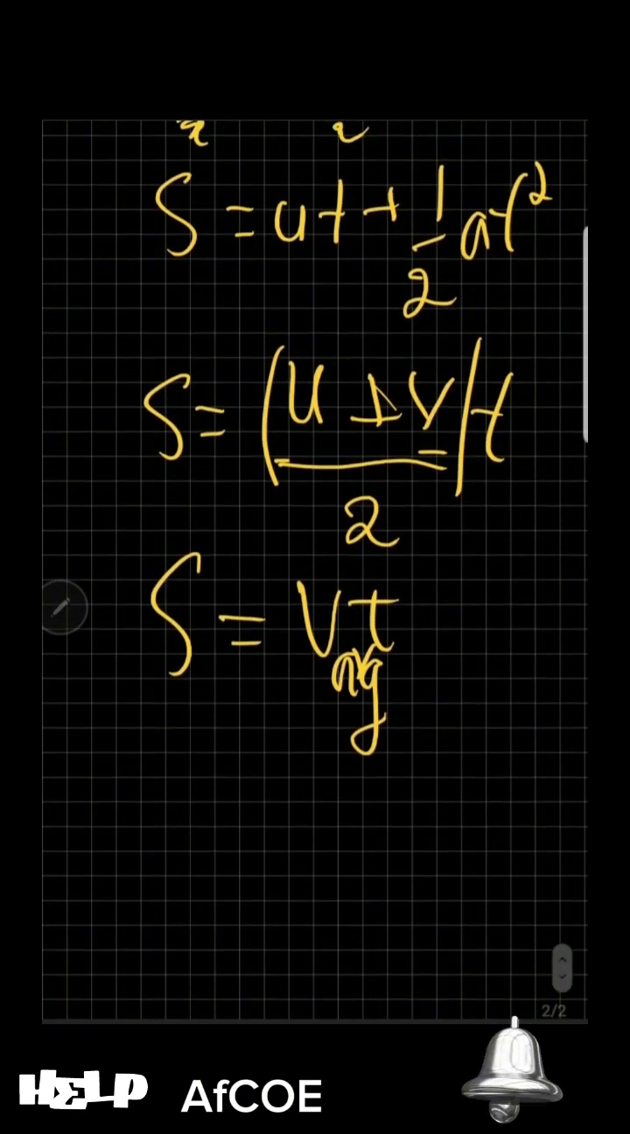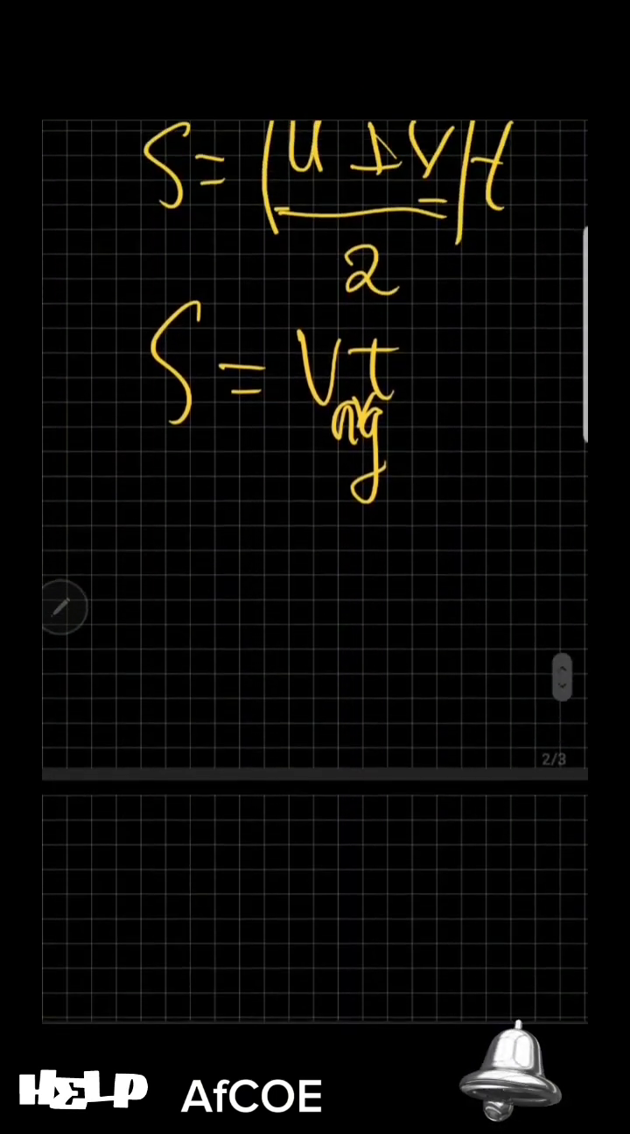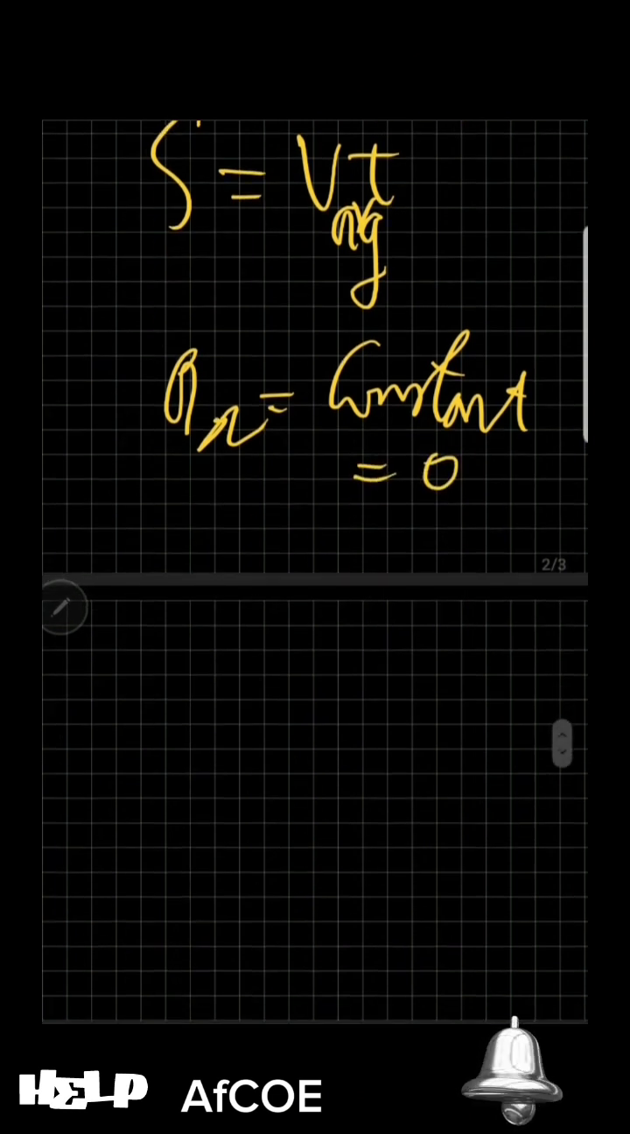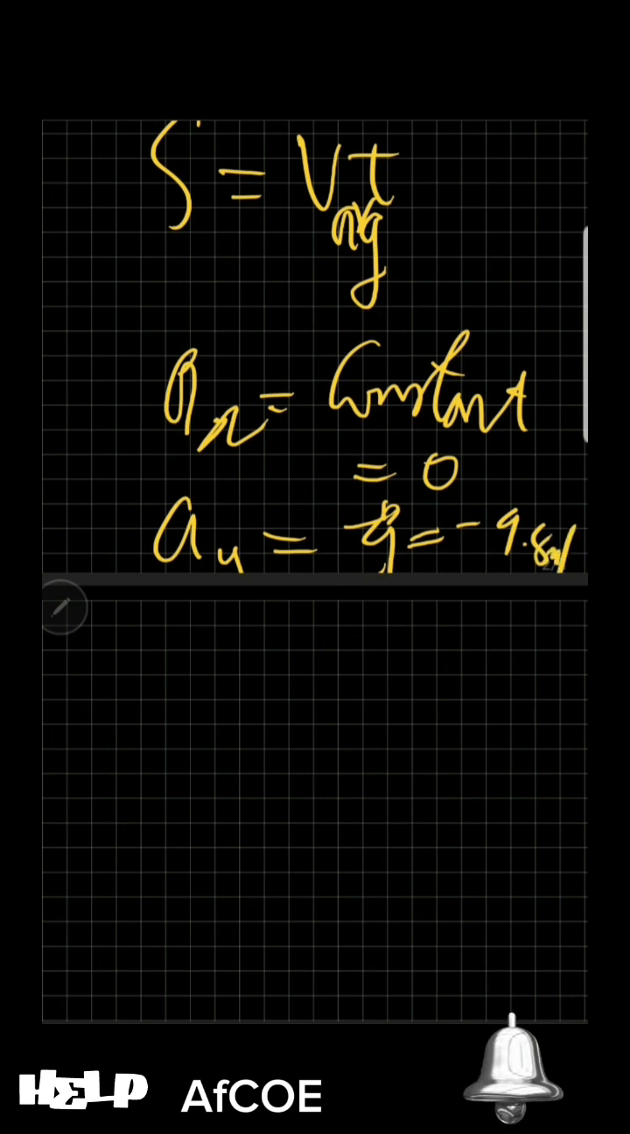And in projectile motion, there's another thing we have to understand, which is that ax is constant and equals 0. Acceleration in the x direction equals 0, and acceleration in the y direction is equal to g, acceleration due to gravity of our planet, which is negative 9.8 meters per second square, or per square second.